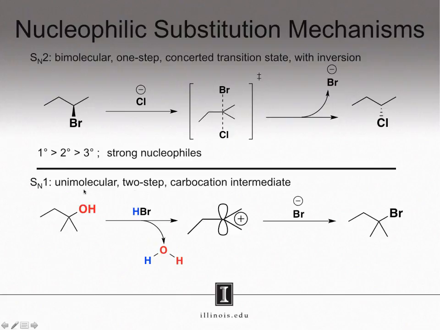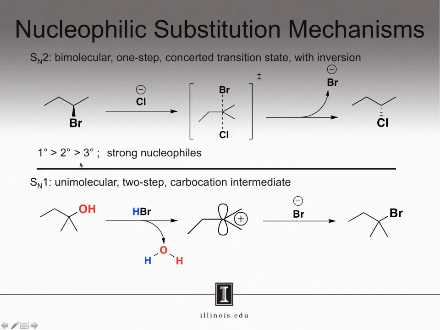The unimolecular portion refers to the rate-determining step. Remember that in a mechanism, the rate-determining step is the slowest step. In an SN1 mechanism, the ionization step, this first step to form the carbocation, is the slow step. In this step, the only species present is this alcohol. Therefore, this is a unimolecular rate-determining step. This is in contrast to the SN2 mechanism, where the rate-determining step is the only step, the attack of the chloride onto our alkyl bromide, where we have 2 species, therefore this is a bimolecular rate-determining step.